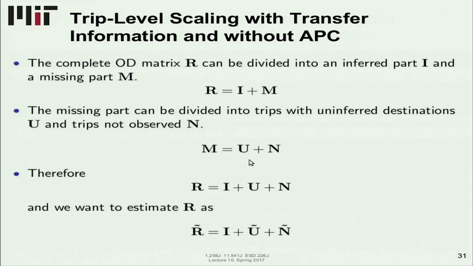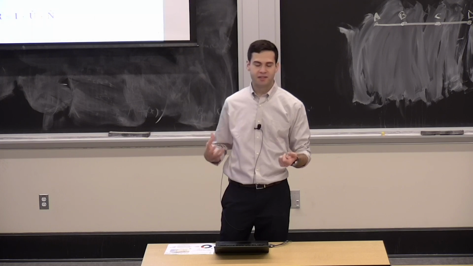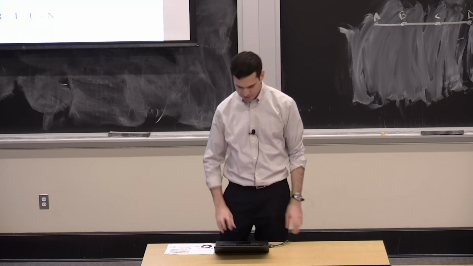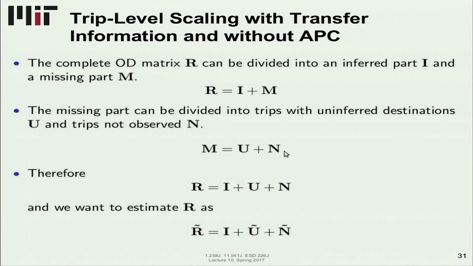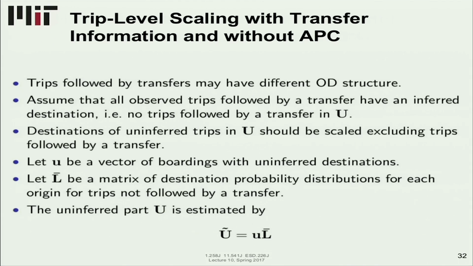And for the missing portion there are two reasons for missing data. One of them is I saw the boarding, but I couldn't infer destination. So that's U, the uninferred portion. And then there's the N, the non-interaction part. Those are the people that board without interacting with the fare box. So we want all of R, right? We know I, or at least we made an inference for I, and then we want to estimate U and estimate N, and then we can add those two estimates to I, and we'll have the estimate of R, and that's what we want. That's what scaling accomplishes.